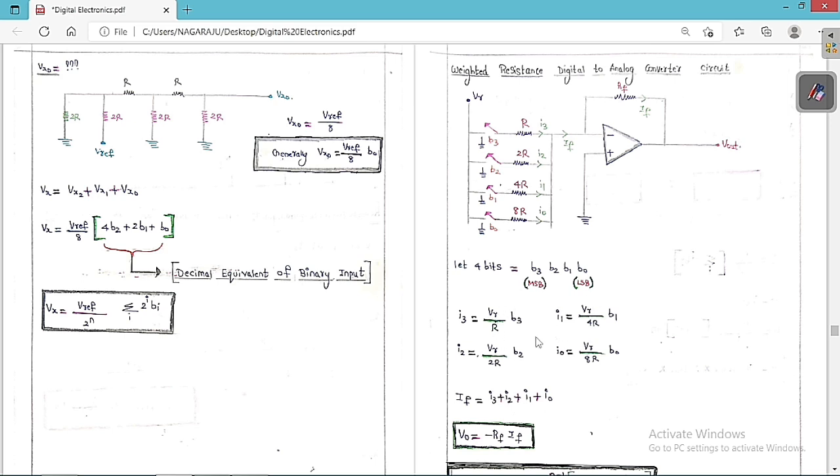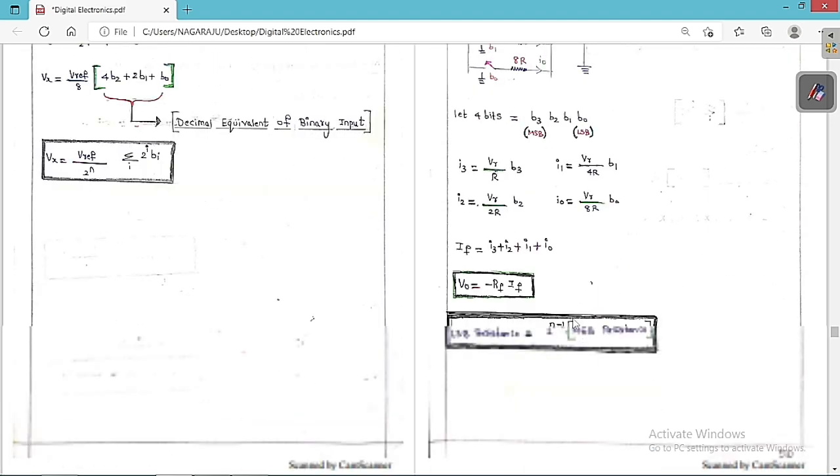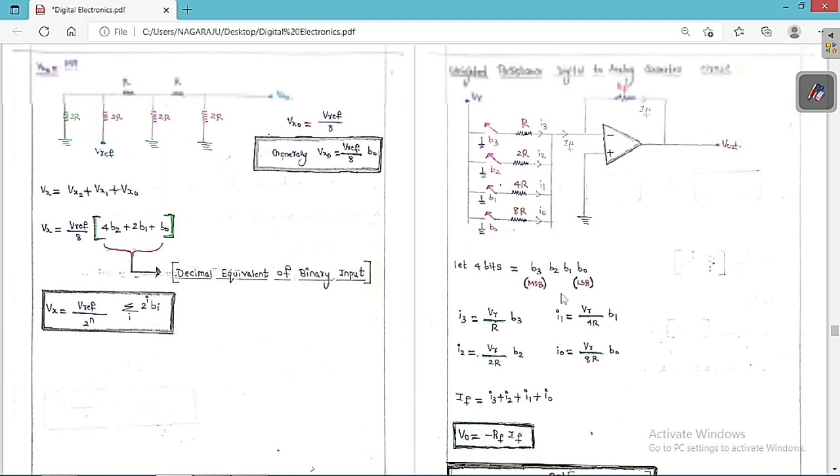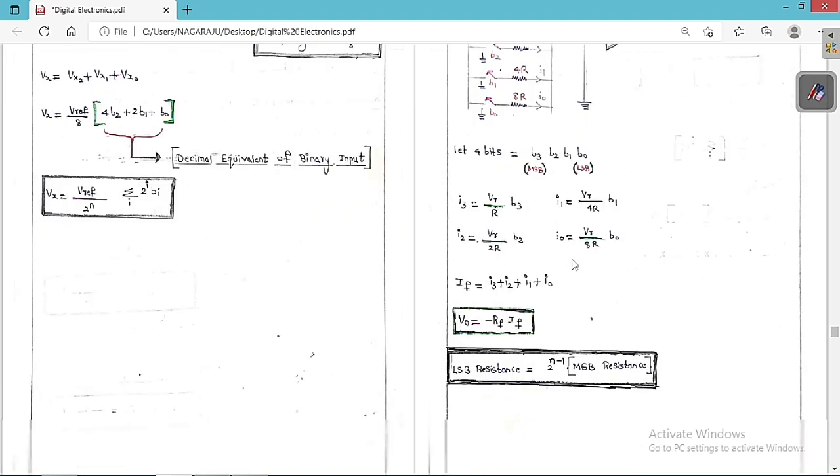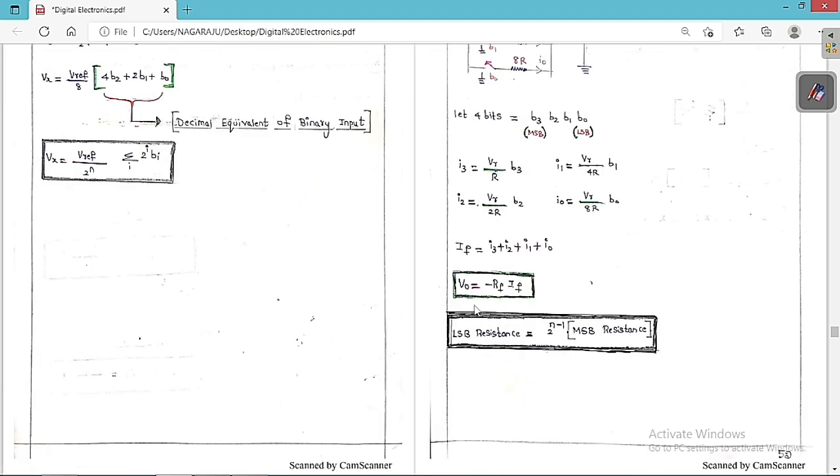If you add all these currents, then I have already told you this is 0 and this is V0. So what is the voltage difference? 0 minus V0 is equal to IF into RF. So V0 is equal to minus IF into RF, that is, V0 is equal to minus RF into IF. IF is nothing but the sum of all these currents. If you multiply by RF, keeping the minus sign, you are going to get the output voltage.